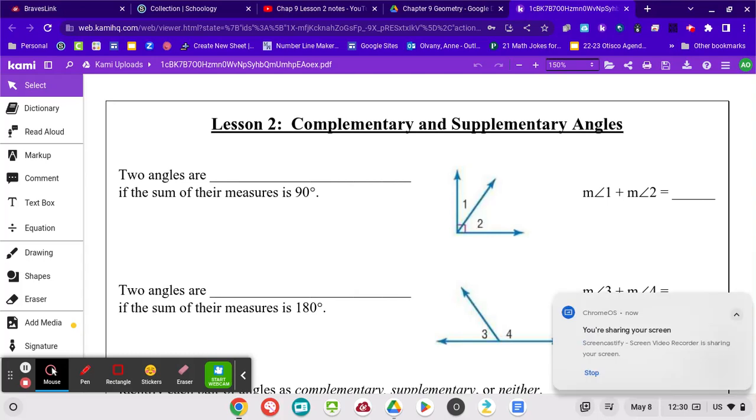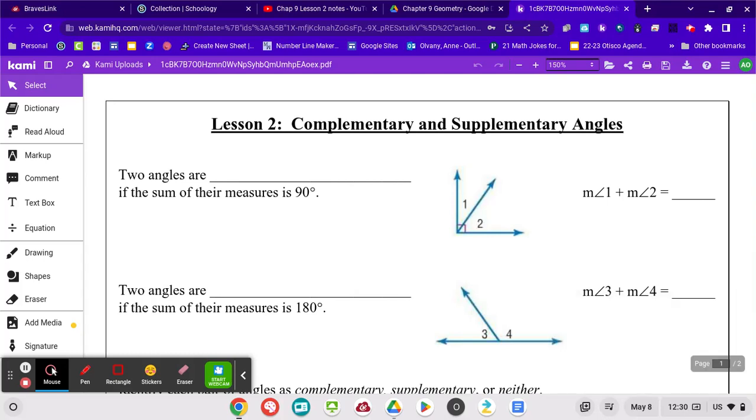So today you're going to learn two new angle relationships. That's going to bring you to a total of, depending on what class you're in, either 3 or 4 angle relationships that you need to know. So you're going to want to start studying these.